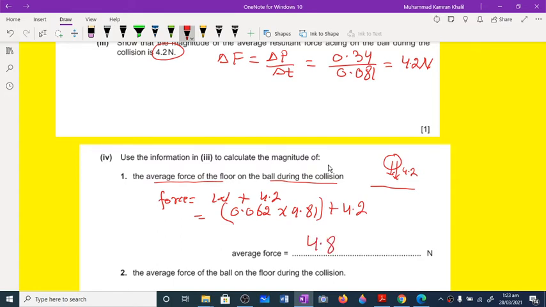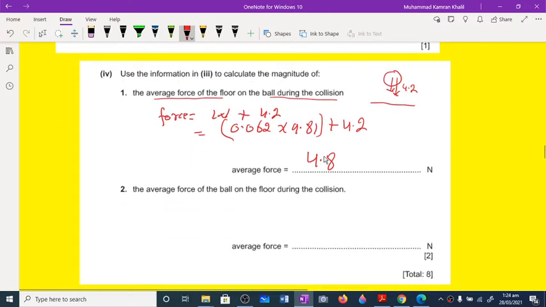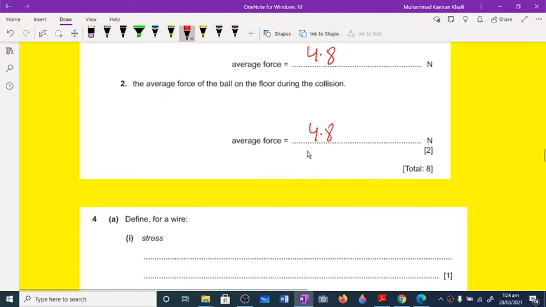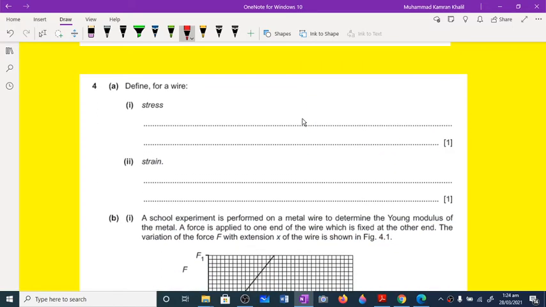So this is the force of the floor on the ball, and according to Newton's third law of motion, every action has a reaction, the same in magnitude but opposite in direction. So it will have the same answer, 4.8 Newton. I hope that you now have a good understanding of this question. Now we will move towards the next question.